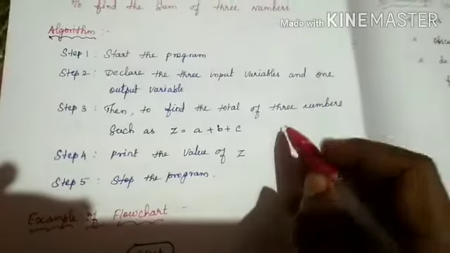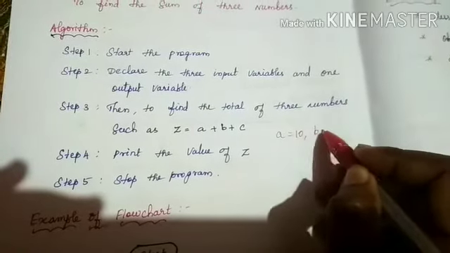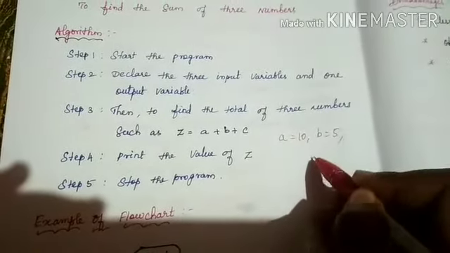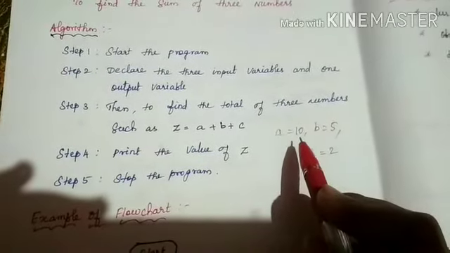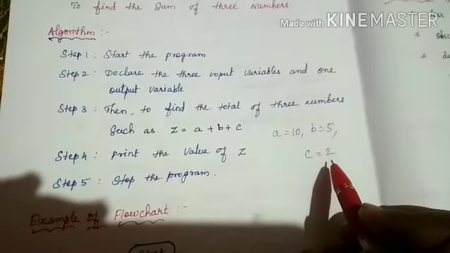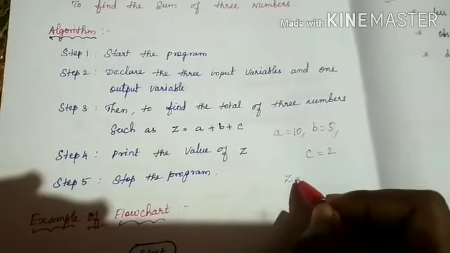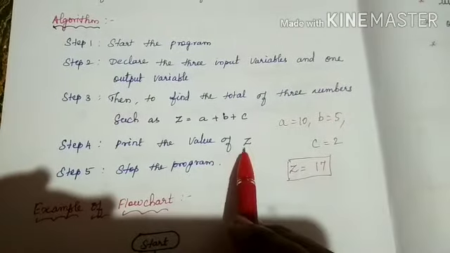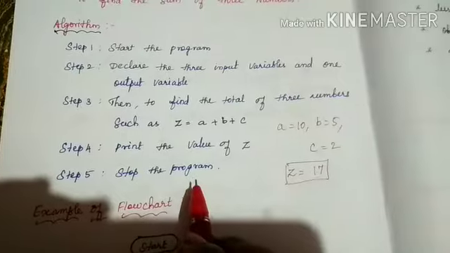For example, here A equal to 10, B equal to 5, C equal to 2. The output is 10 plus 5 plus 2, 17. So Z equal to 17 is the output. Okay, and then print the value of Z. So print the value 17 and then stop the program.